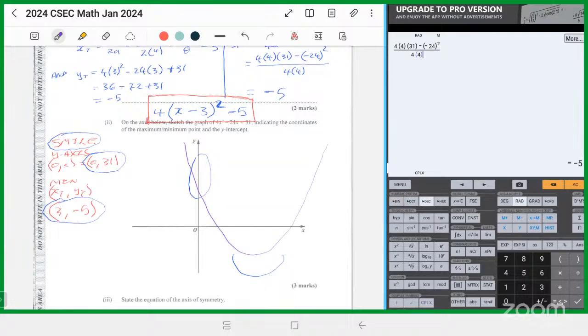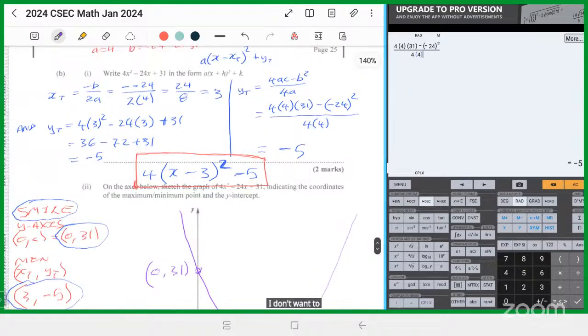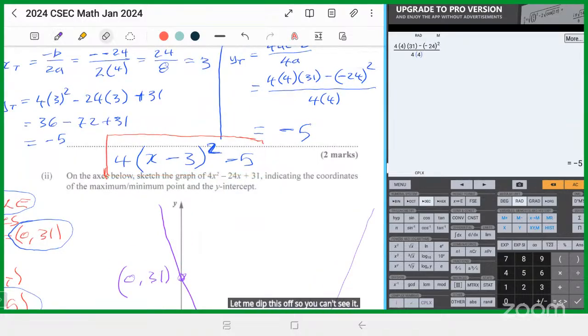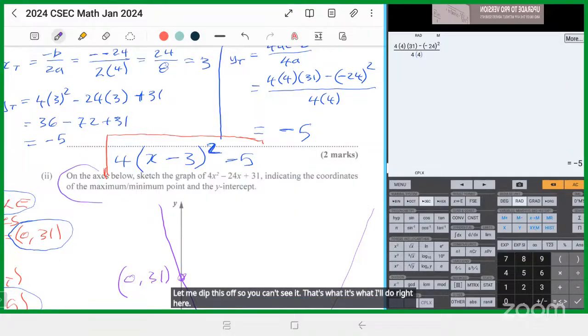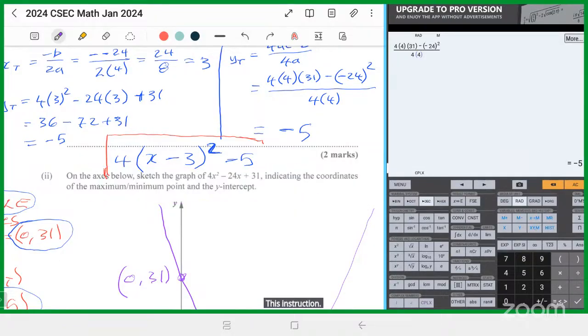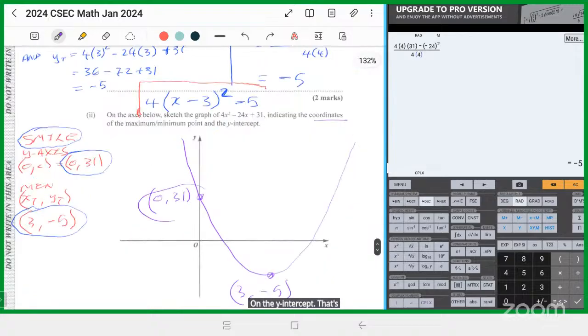That's all CSEC wants us to do. I'll take this out and then label it up. So right here is this minimum point, 3, -5. And this y-axis intercept is 0, 31. That's what the question wanted right here. Let me take this off so you can see it. It says, on the axis below, sketch the graph of this, indicating the coordinates of the maximum or minimum point. We know it's a minimum, and the y-intercept. That's what they wanted.